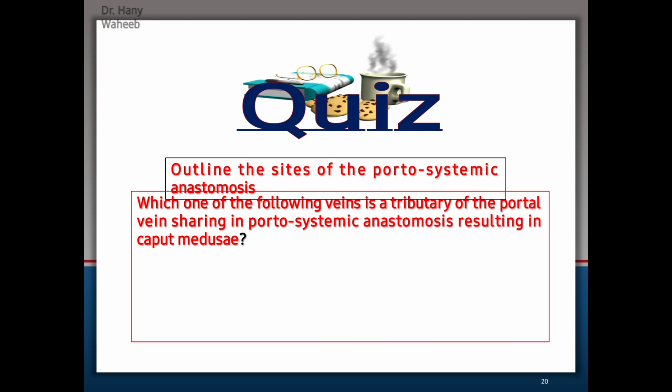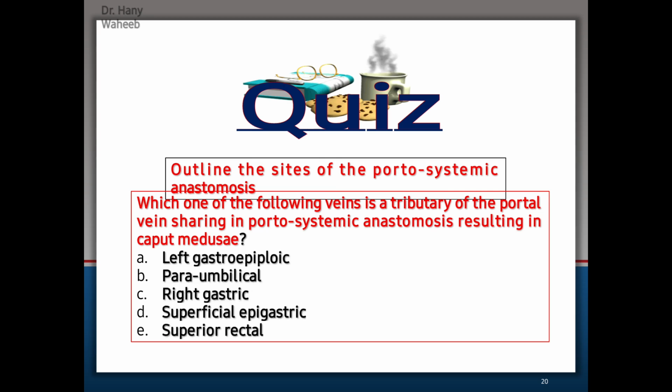Which one of the following veins is a tributary of the portal vein sharing in portosystemic anastomosis resulting in caput medusae? To answer this question, we should locate the site of caput medusae around the umbilicus. In portosystemic anastomosis around the umbilicus, which vein belongs to the portal circulation? Correct, para-umbilical veins. And the systemic one is the superficial epigastric. So the answer to this question is para-umbilical veins, number B.